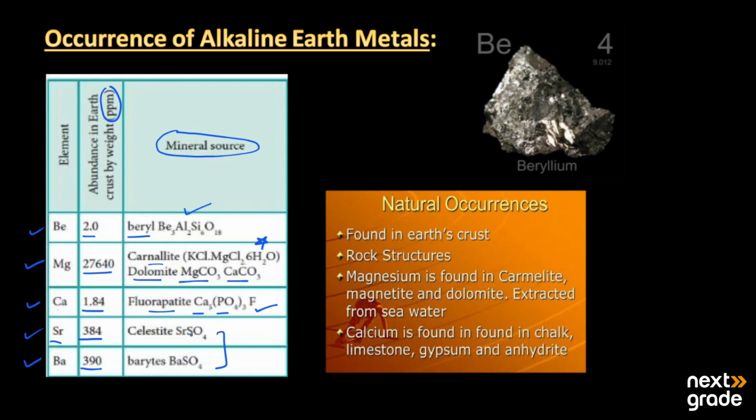On the other hand, in terms of natural occurrence, they are found in the earth crust. They have a rock-like structure. Magnesium is found in the form of carnallite, magnesite, and dolomite. It means we have three mineral sources for magnesium, and it is also extracted from seawater. Then we have calcium. It is found in chalk, limestone, gypsum, and anhydrite. All these compounds contain magnesium and calcium. So this is the simple overview about the occurrence of the alkaline earth metals.